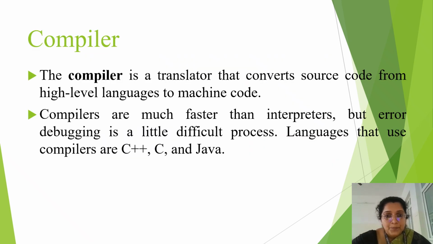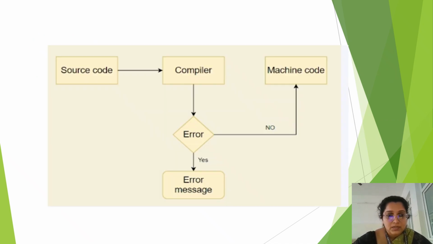So what is a compiler? A compiler is a translator that converts source code from a high-level language to machine code. Compilers are much faster than interpreters, but error debugging is a little more difficult. The languages that we use with compilers are C, C++, and Java. Now the functioning. Here we have source code. The source code is compiled and if there is any error, a message will be produced, or else it will be given as machine code for further purposes.